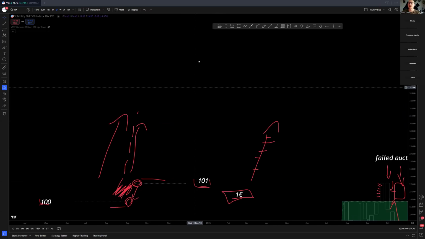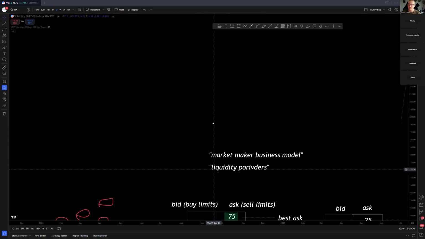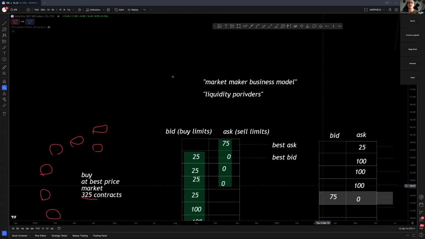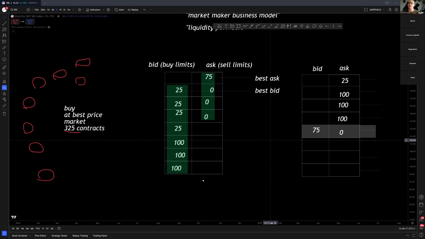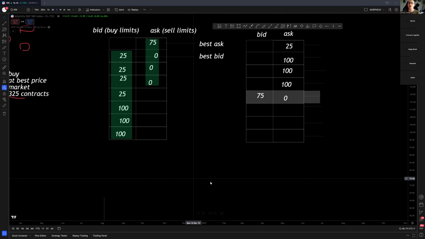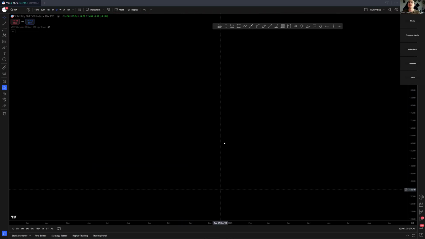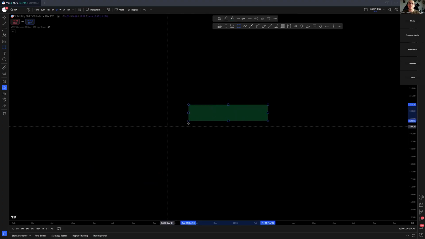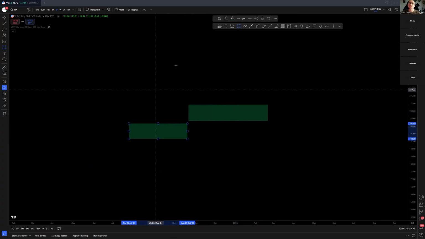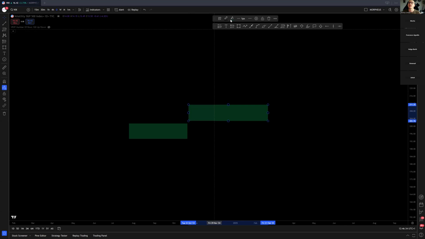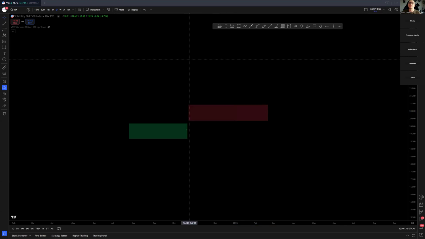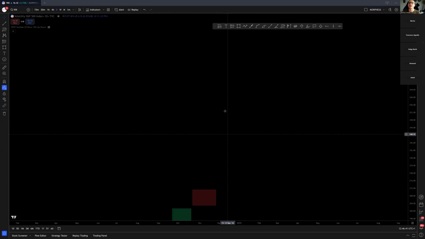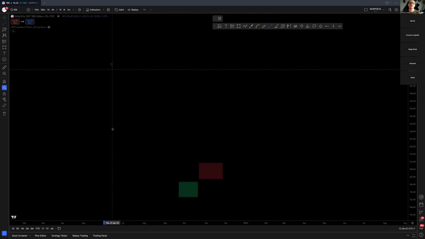And another thing which is important to understand, and we're getting deeper now into market mechanics, is how does the queue of these orders work? Because there's a queue, it's not just one person placing 100 contracts. It may be 100 persons placing one contract. So let's say this is the best ask and this is the best bid. And let's say there's 100 contracts.